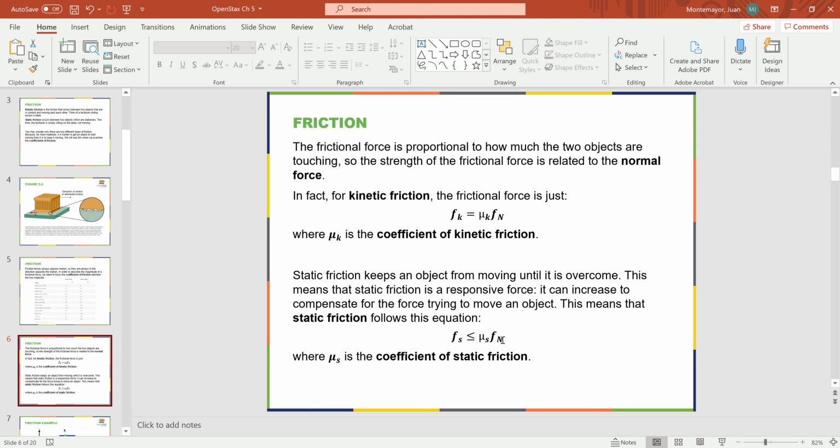Since my pin isn't moving right now, it's static friction. But if I were to slide it across, I would need the coefficient of kinetic friction to know exactly how much friction it has.